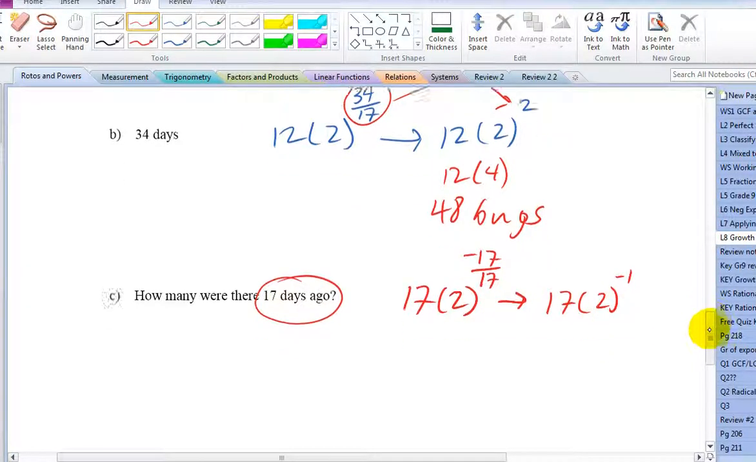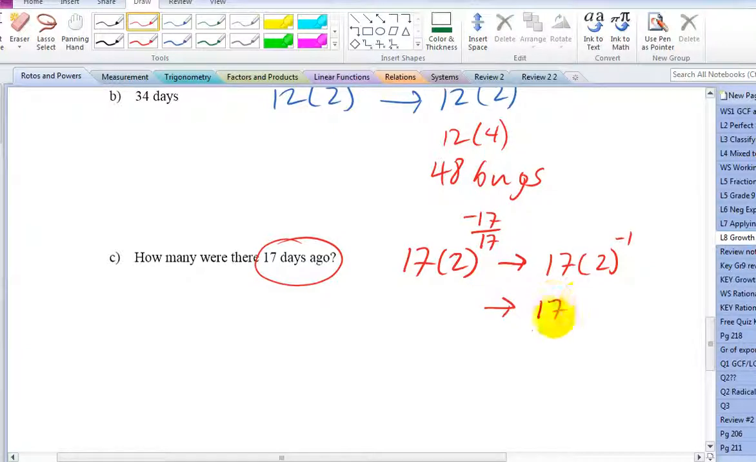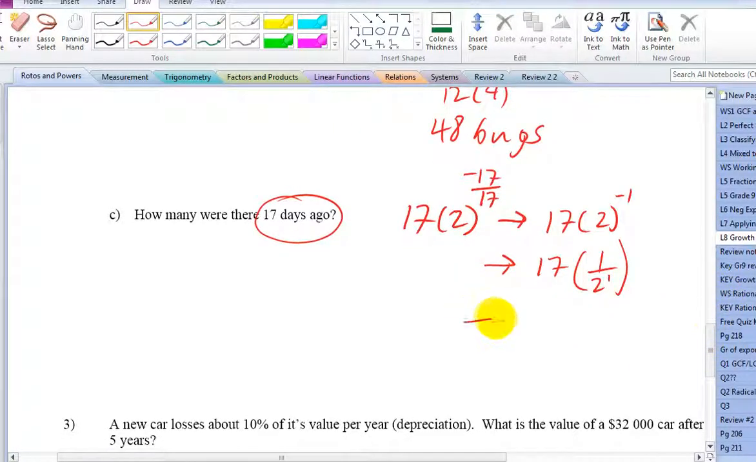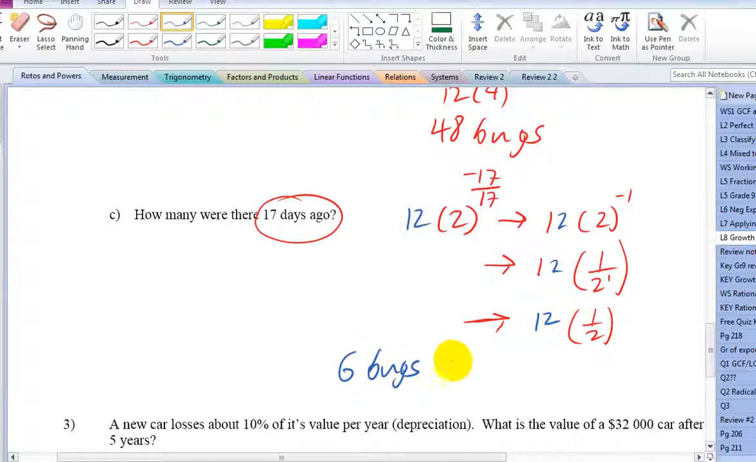Which is kind of cool because what do we do with negative exponents? Turn them into fractions. Now it's a positive 1 exponent, which means we're taking 17 and multiplying it by a half. We're finding half of 17. Why is it half of 17? It should be half of 12 because there's 12 bugs. Did I screw that up? We start with 12 bugs. So we're finding half of 12, which is a much better number. So there was 6 bugs 17 days ago.